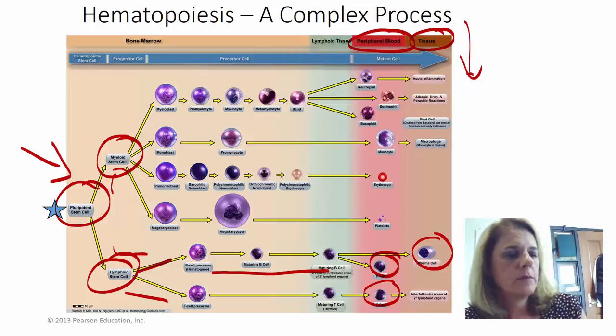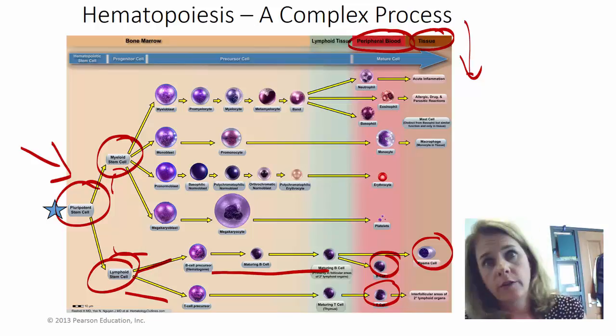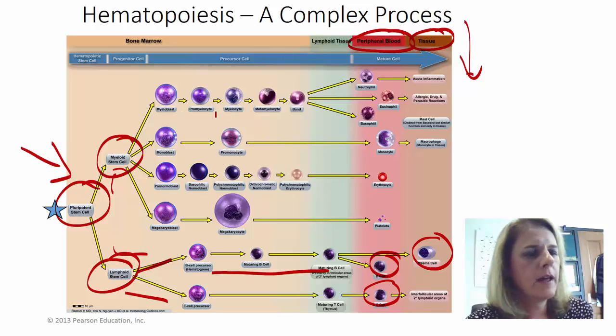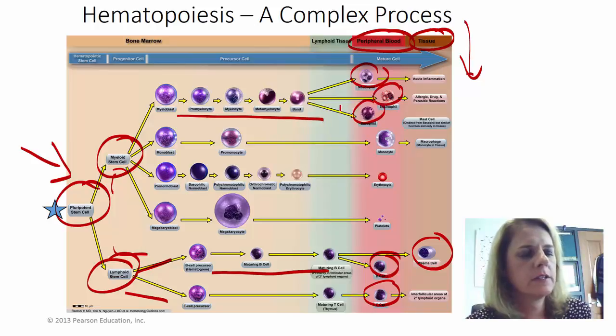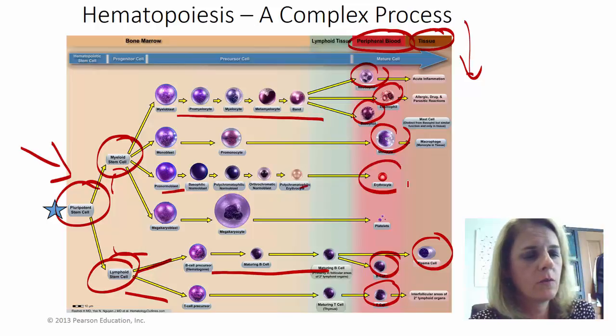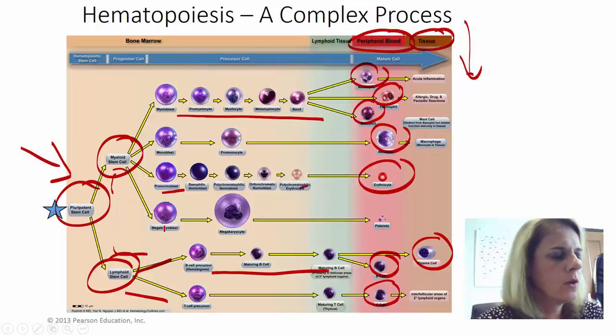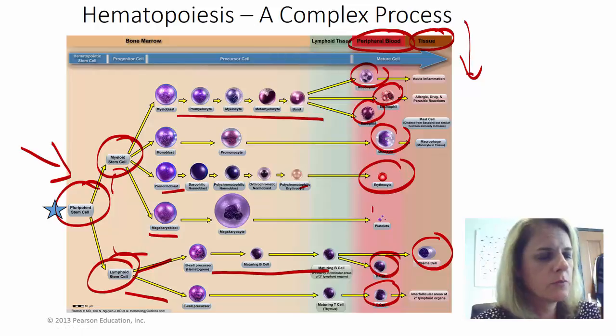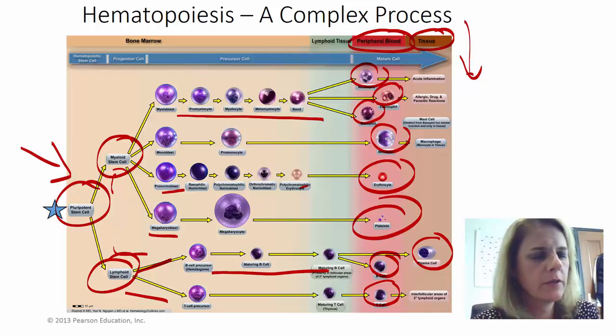The myeloid stem cells, they're more diverse, and so they can either become myeloblasts, which are going to take you to become neutrophils and basophils and eosinophils. They may be monoblasts, which will become monocytes. They may be pronormoblasts, which takes you down the red blood cell path, or a megakaryocyte, which becomes the thrombocytes and then later the platelets.